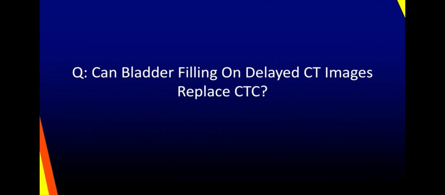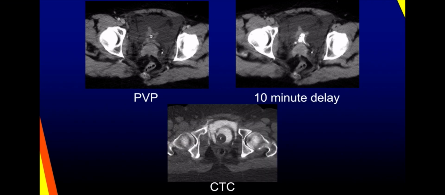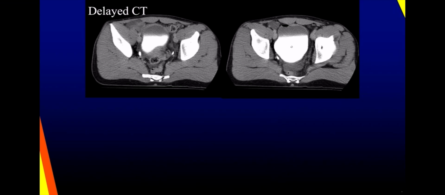At this point, you might ask, can bladder filling on delayed CT images replace a CT cystogram? Let's take a look at a few cases, and here we see on the portovenous phase and 10-minute delayed phase images, there's no evidence of bladder extravasation. But when we do a CT cystogram, we clearly see an extraperitoneal bladder rupture. You might argue, well, there wasn't much contrast in the bladder, so let's look at another case.